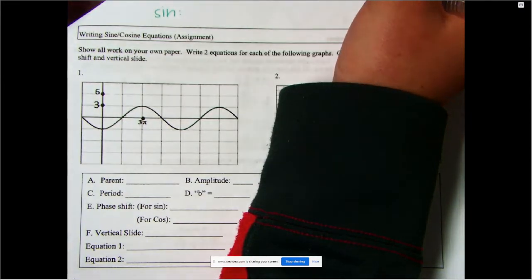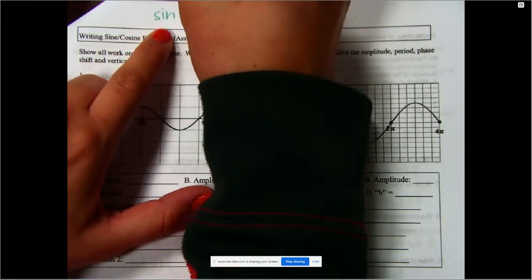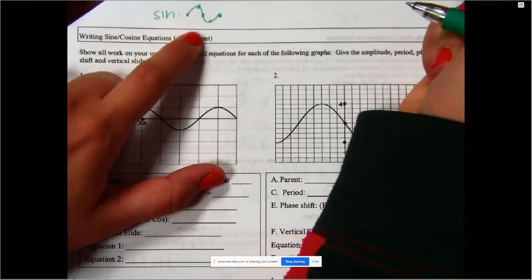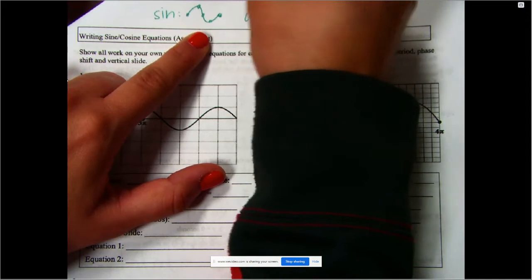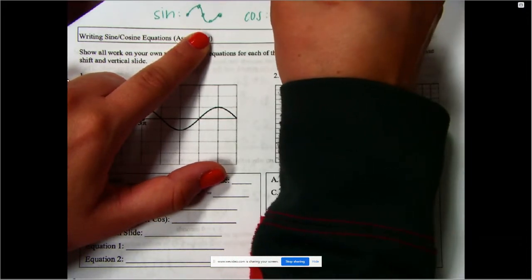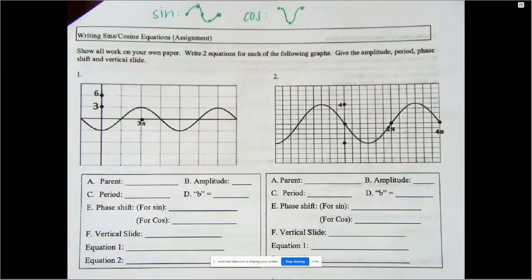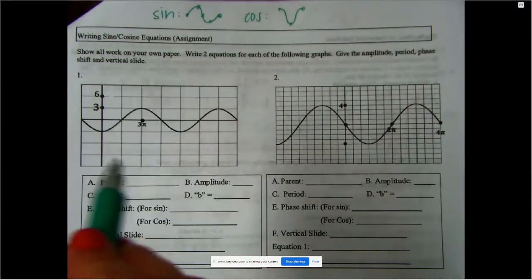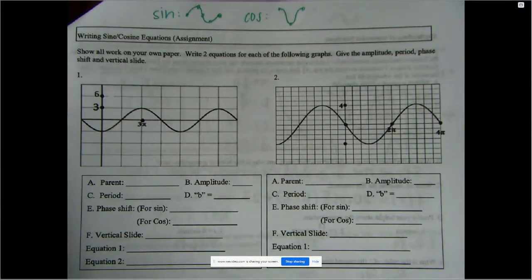Okay, so remember, sine starts and ends on the sinusoidal, and in the middle goes up and down the amplitude. Okay, that's sine. Cosine starts and ends at the amplitude, and in the middle goes down the amplitude. So those are the shapes that we're looking for to write equations on our graph.